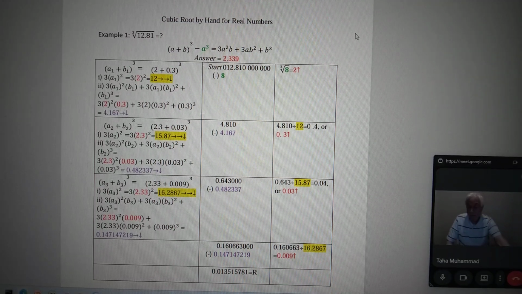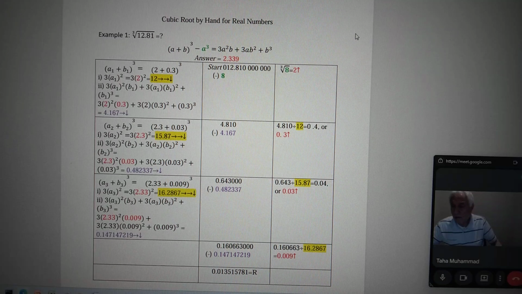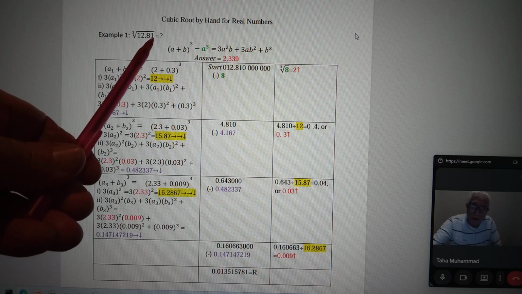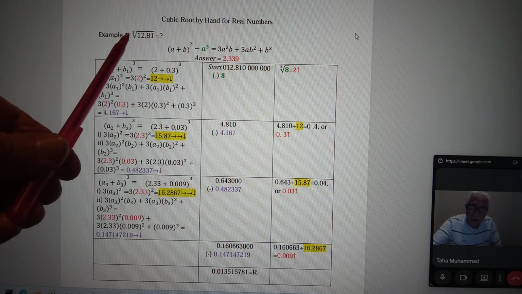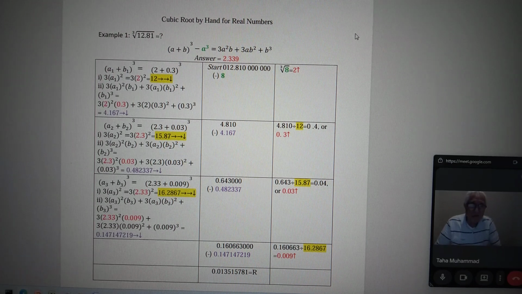Okay, when you have this number, 12.81, under the cubic root of what? And how do you find the answer?